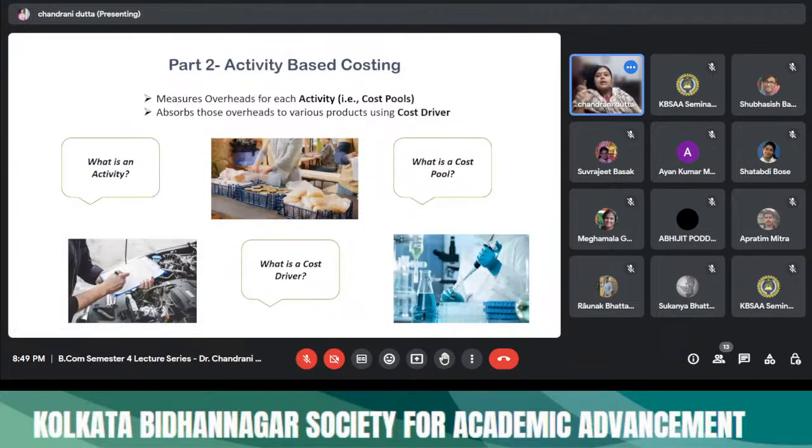Cost pool is a method where you are grouping the cost under different heads. You are grouping the cost under different heads, okay. Those heads can be departments.